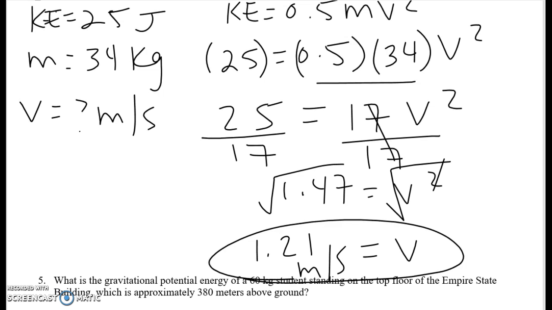So those are the three examples of how to solve for kinetic energy, depending on which variables it gives you.